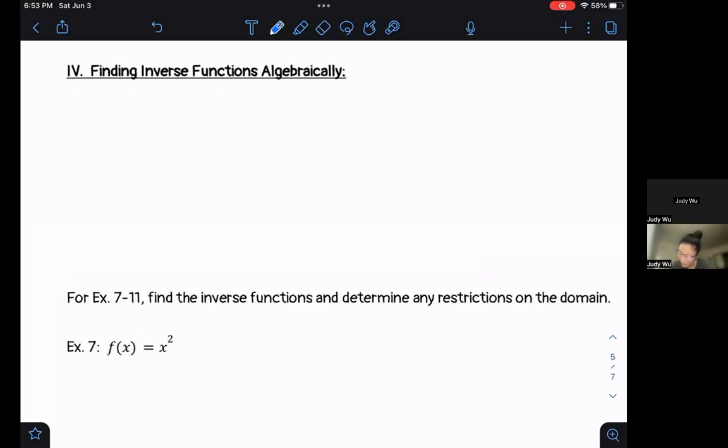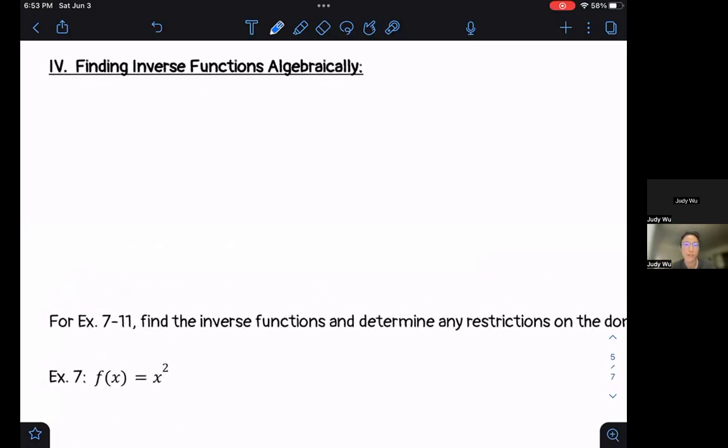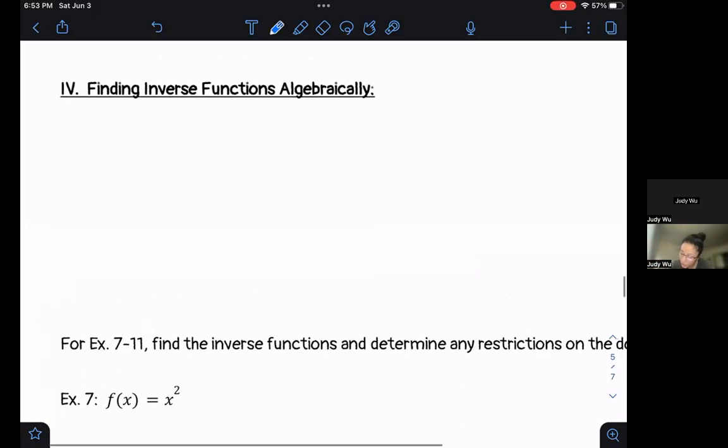And so in this part, we're going to tackle the idea of finding inverse functions algebraically, all right? So we've talked about with numbers, we just switch the x and y, and for the graph, we reflect over that line y equals x. And when we're finding inverse functions algebraically, it really breaks down to a few steps, all right?